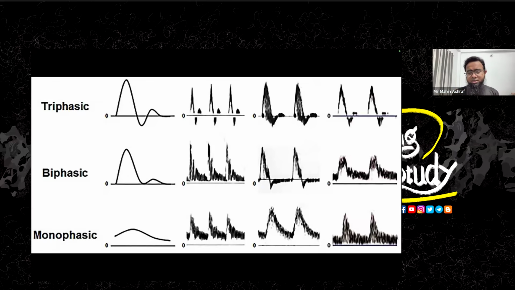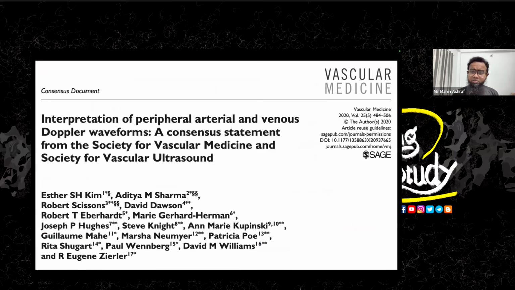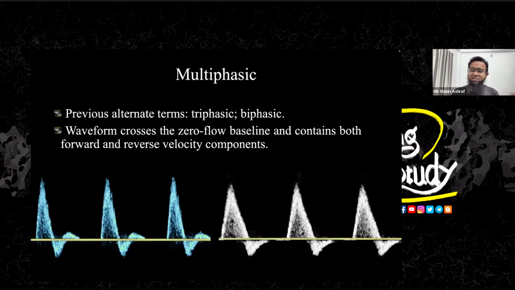So that's why there is a consensus guideline from 2020 where 50 persons from the Society of Vascular Medicine and Society of Vascular Ultrasound have condensed these terminologies into two terms. First one is multiphasic. So nowadays we use the term multiphasic to describe both triphasic and biphasic.